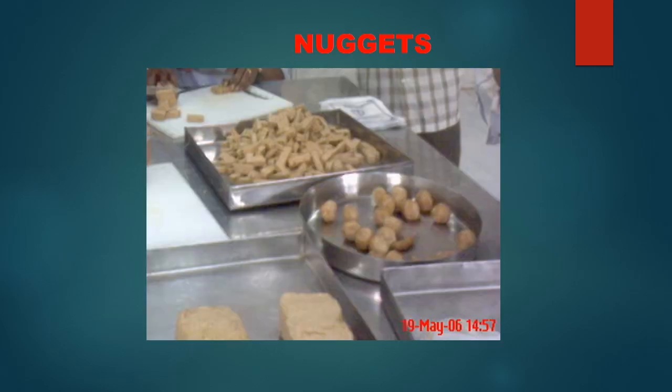Here we can see the simple method for making nuggets. Here the batter is filled in molds and the molds are cooked in steam. After that these molds are opened after chilling, and then they can be cut into different shapes and sizes or sliced. So that's a simple technology for making the meat nuggets.